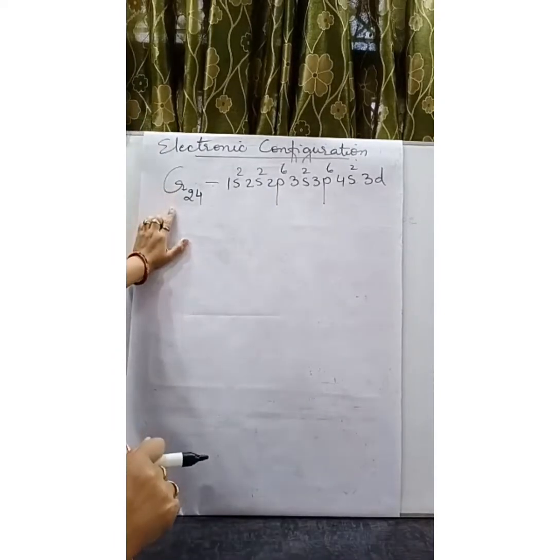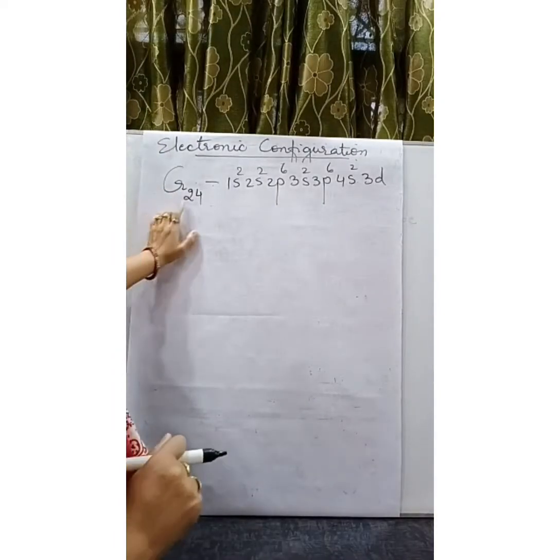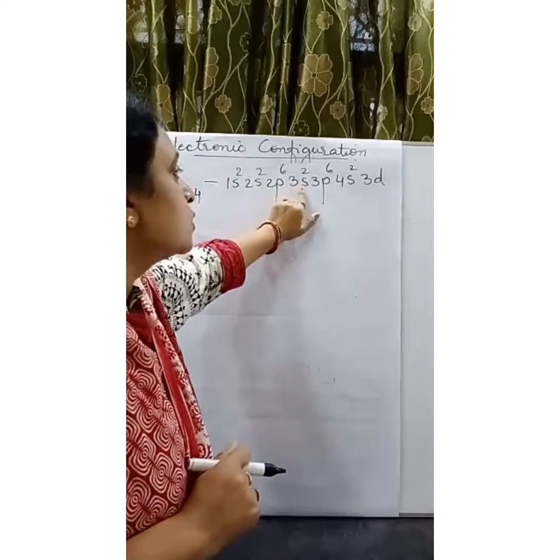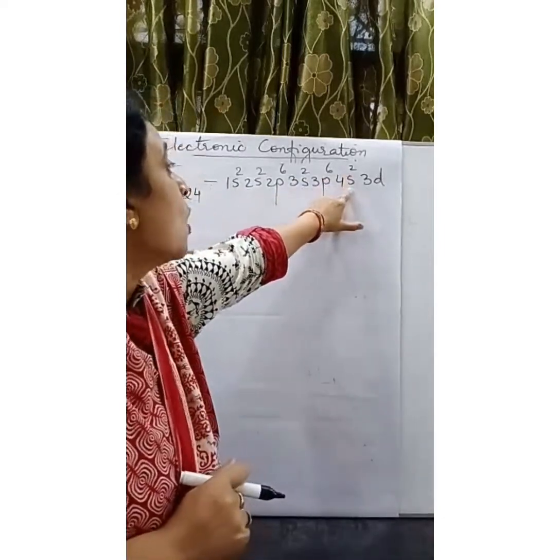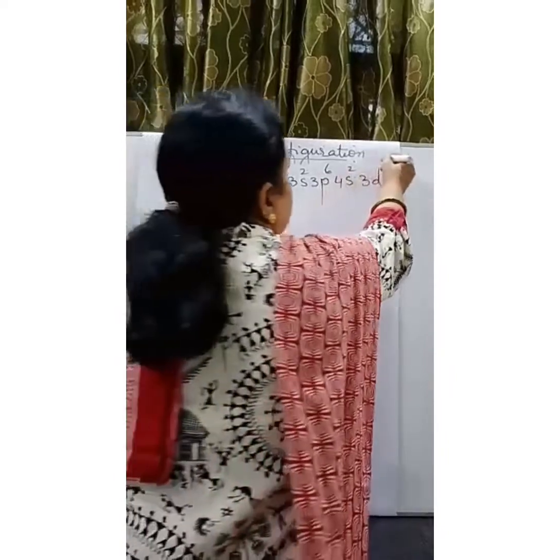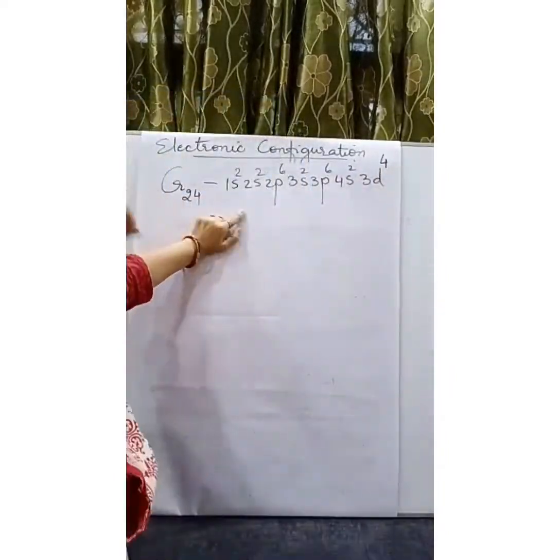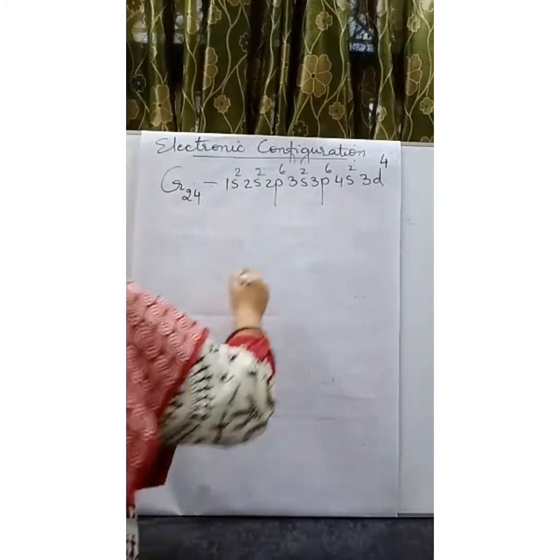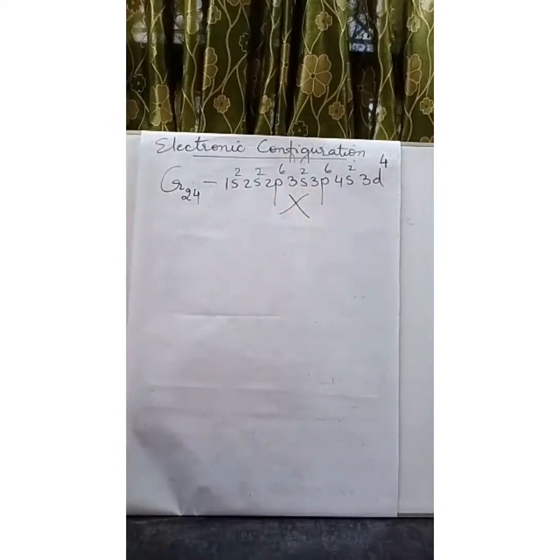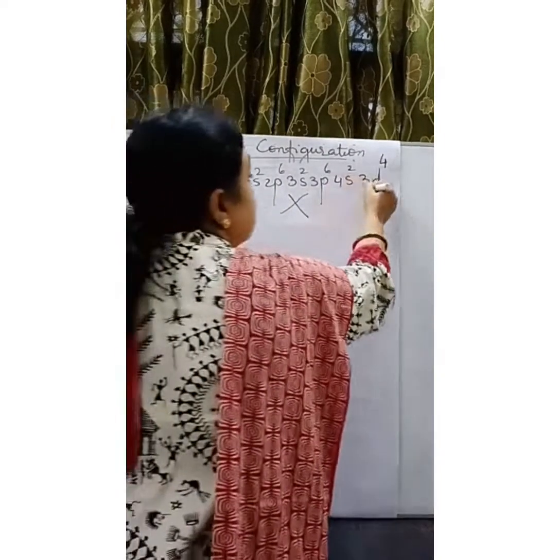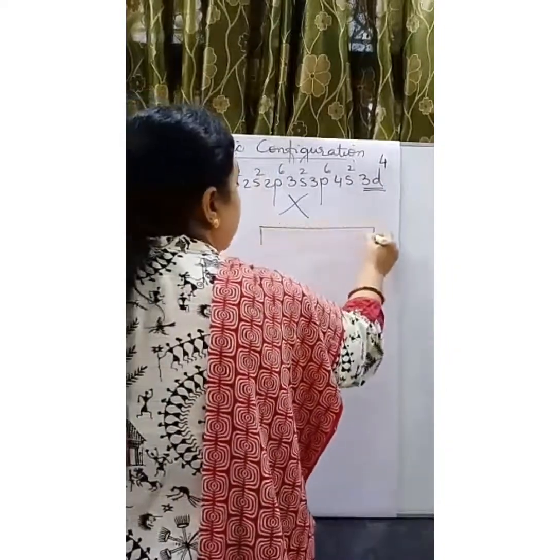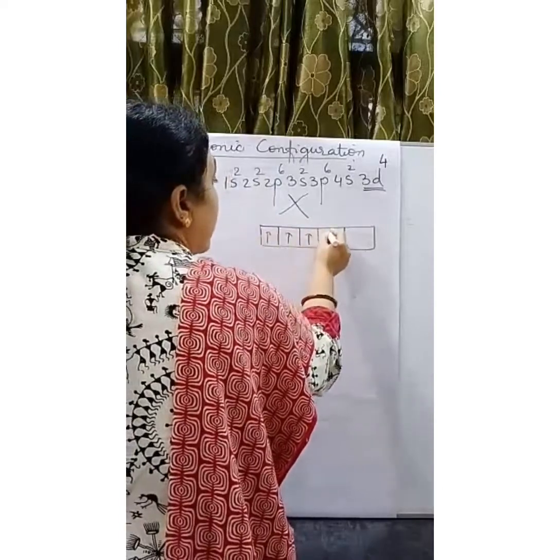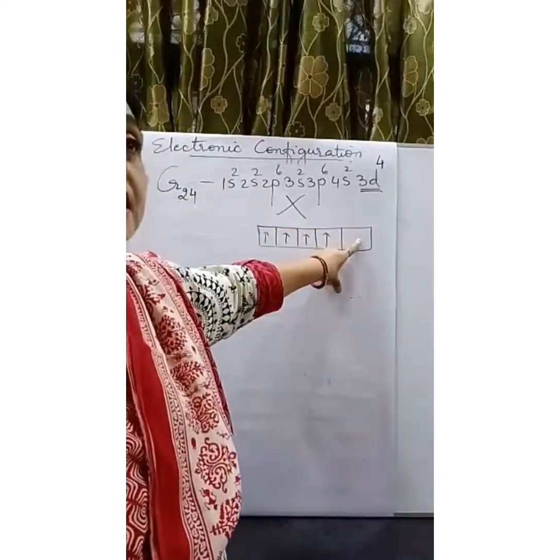Let us see the next element, chromium, atomic number 24. We are putting the configuration as 1s2, 2s2, 2p6, 3s2, 3p6, 4s2. I have arranged 20 electrons, then 3d4. According to the normal way of writing, this should be the configuration of chromium. But this is not the configuration of chromium. If you see the orbital diagram of 3d, 5 sub-orbitals are present: 1, 2, 3 and 4. Only one orbital is not filled.